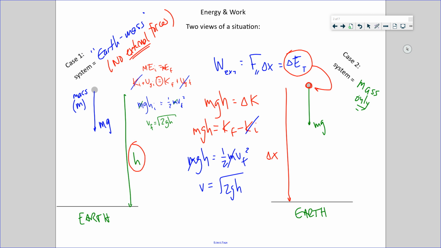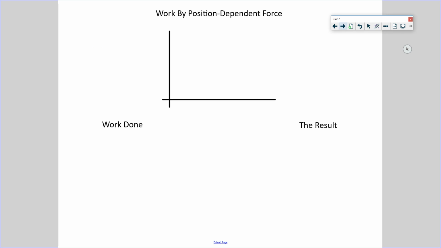But when we say it's just the mass, the difference is now there is work done by gravity. In case one, there is no work done by external forces because the Earth's part of the system. So what's neat is, if you're careful about how you approach definition of your system, and therefore identification of what forces are internal or external, you get the same answers. Okay? All right. Now, let's look at a different case. Let's say we have a force that's what we call position dependent.